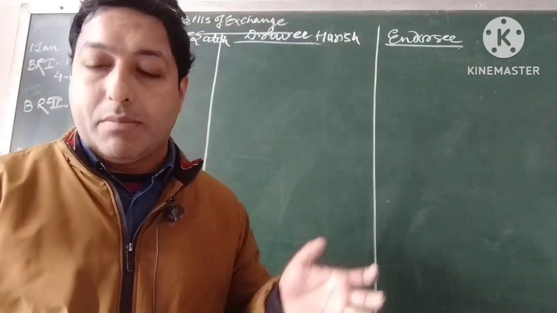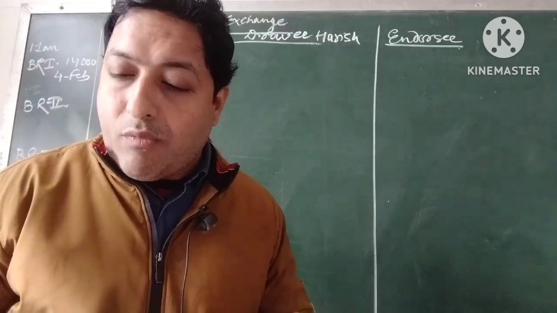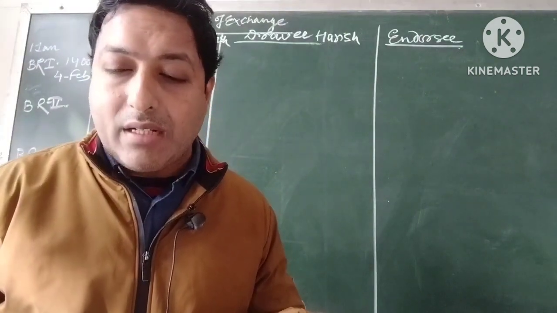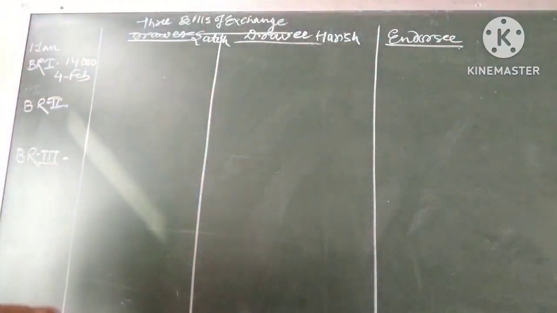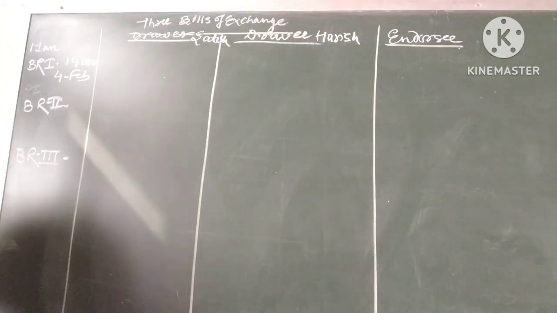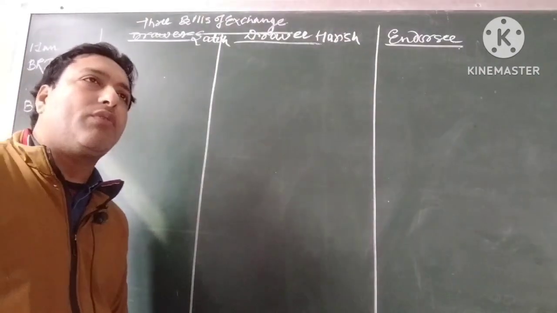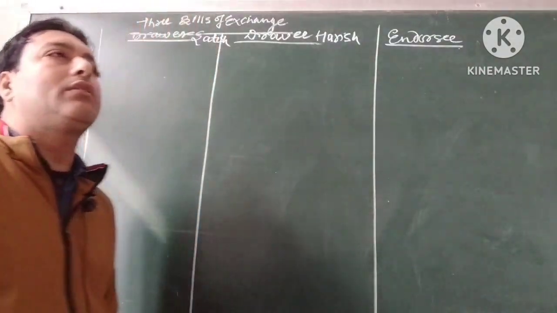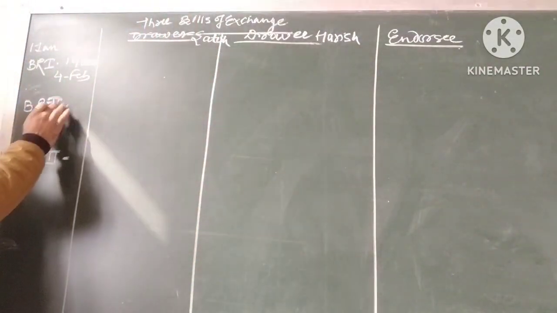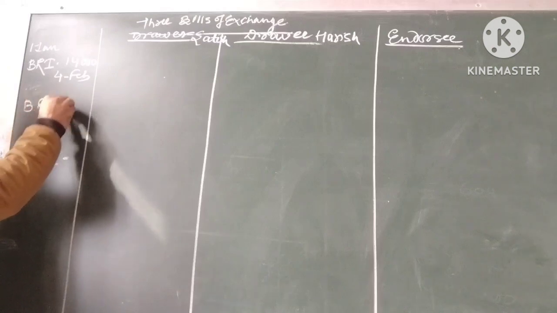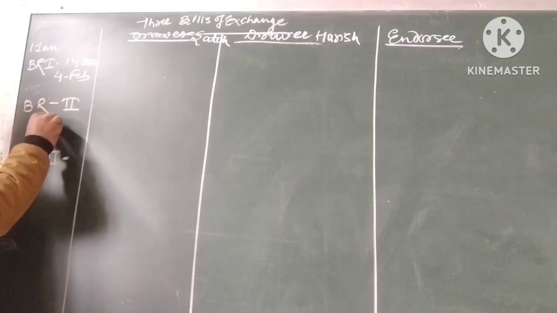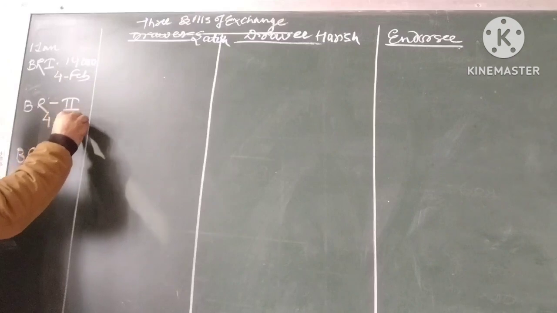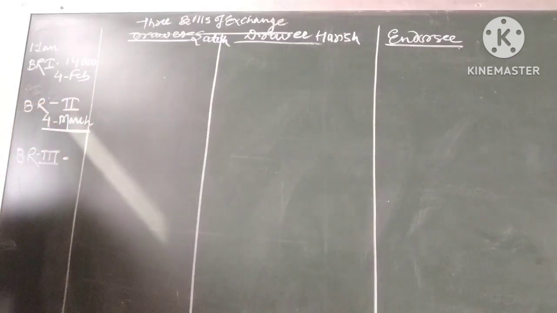Next, see the second bill. The second is for 16,000 at 2 months. The second bill has also been written on 1st January, for 2 months. It means 1st Jan to 1st Feb, 1st Feb to 1st March, then 2, 3, 4th March. The second bill is due on 4th March.